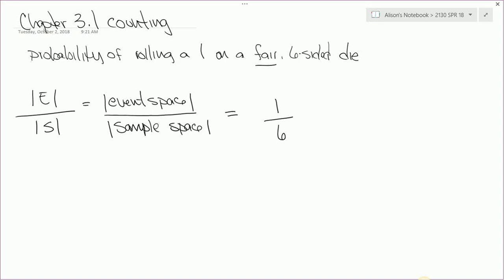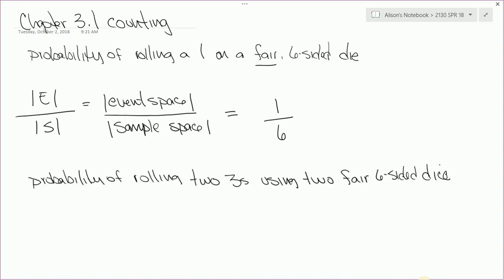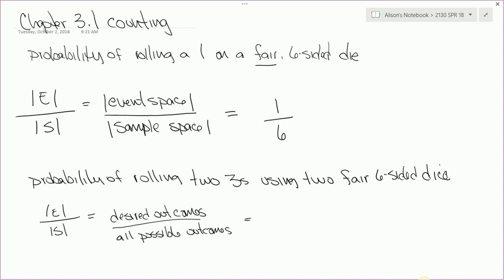So what happens if I have 2 dice? What is the probability of rolling, let's say, 2 3s on 2 fair 6-sided dice? So once again, I'm going to take the cardinality of the event space and divide that by the cardinality of the sample space. Remember, the event space is desired outcomes, and the sample space is all possible outcomes. So the desired outcome is, let's just start with the first die. If I start with the first die, we decided that there's one possible way that I could roll. In this case, we're trying to roll a 3. And there are 6 possible outcomes.